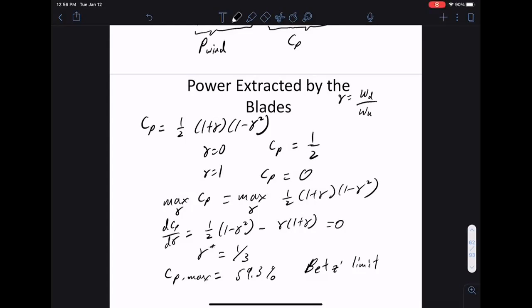Yeah, I'm still confused. How do you get a 1/2 for gamma? How do I get 1/3? Or 1/2, sorry.